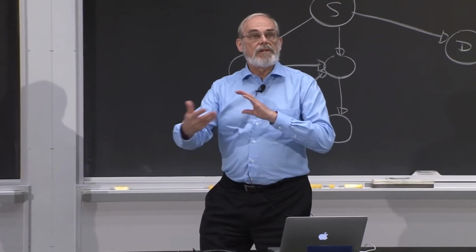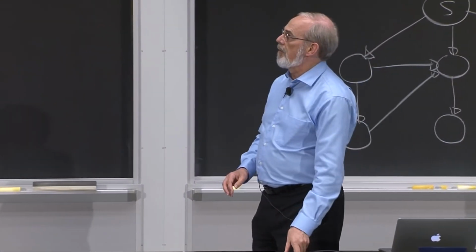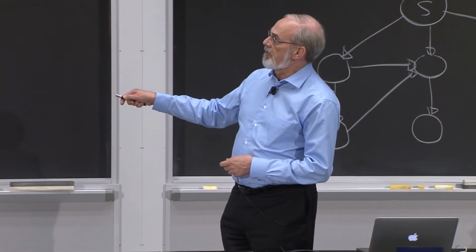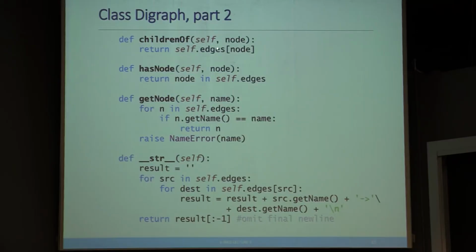Okay, the rest of this then follows pretty straightforwardly. If I want to get all the children of a particular node, I just go into the dictionary edges and look up the value associated with that node. It gives me back the list. I've got all the things I can reach from that particular node. If I want to know if a node is in the graph, I just search over the keys of the dictionary. So it'll either return true or false.